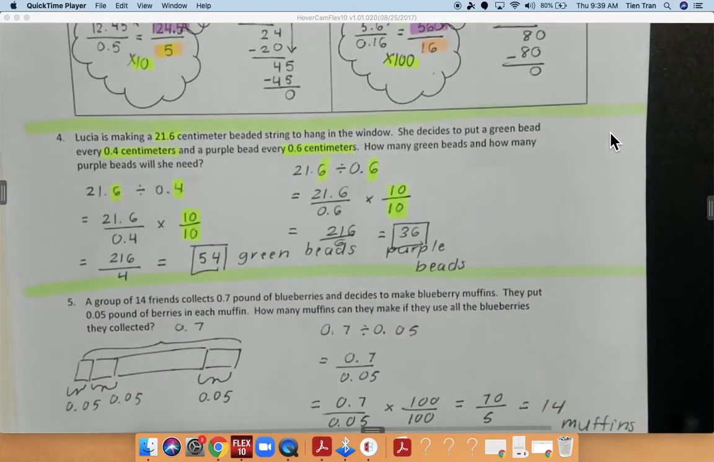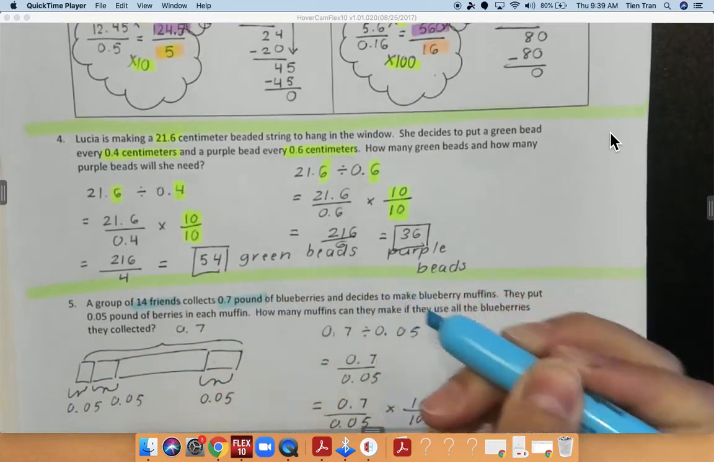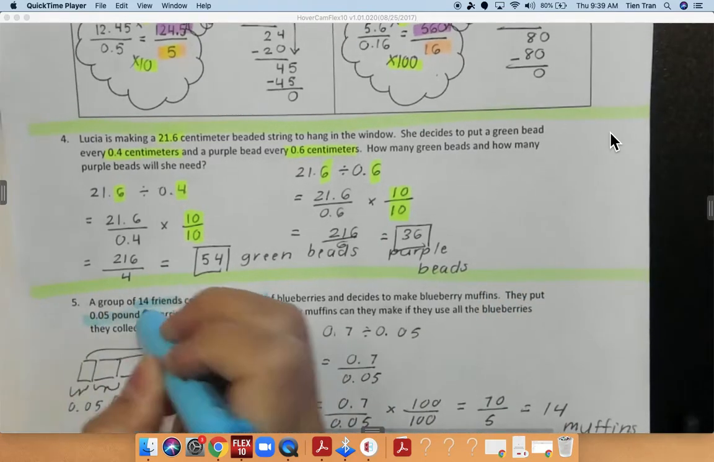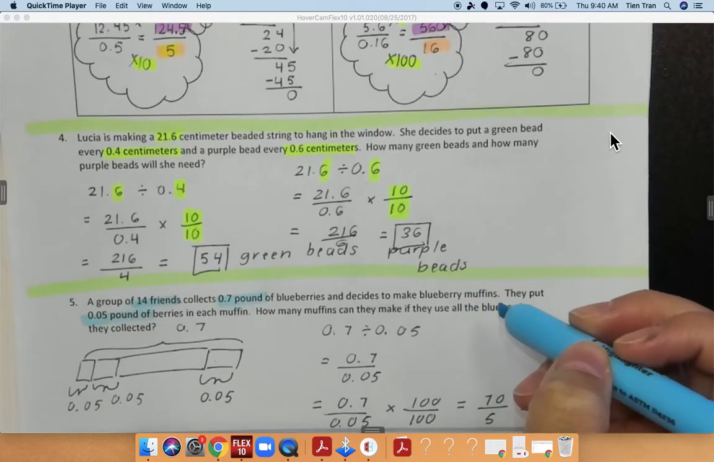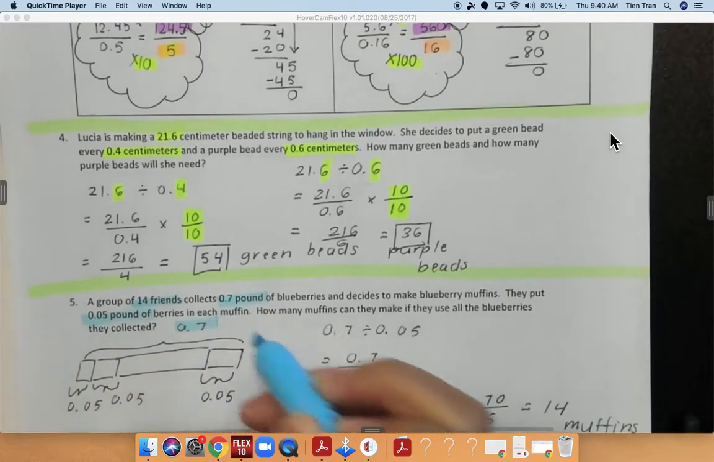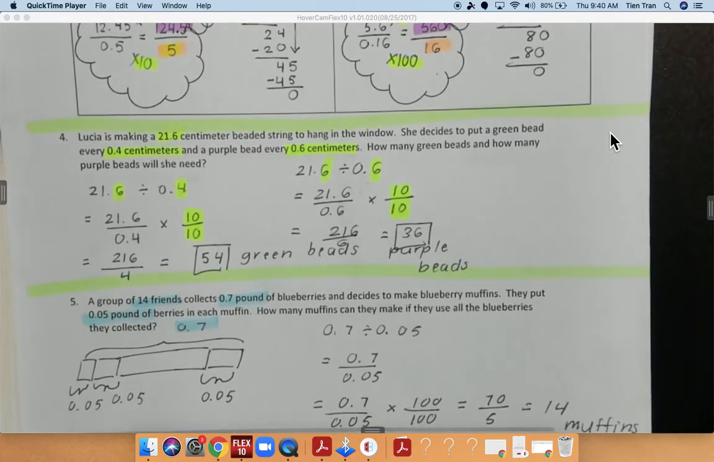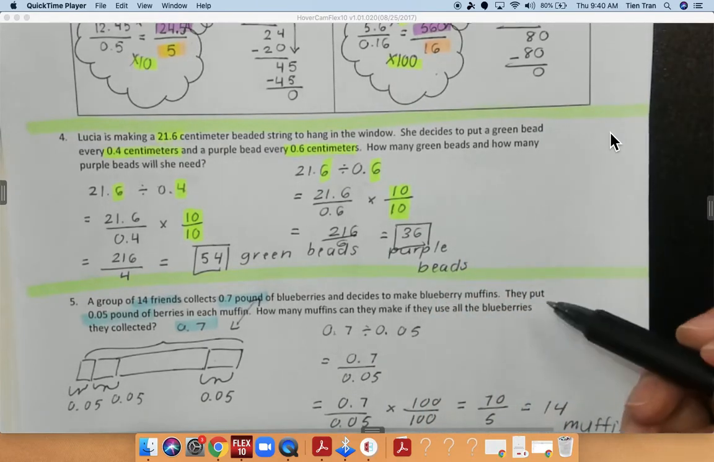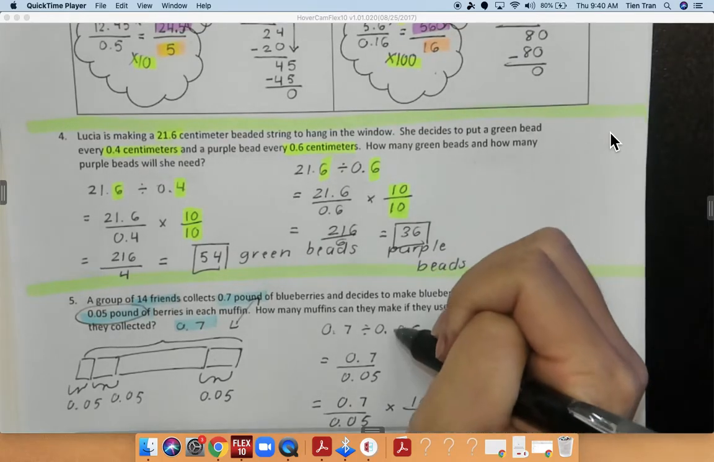For the final answer, we have a group of 14 friends who collect 0.7 pounds of blueberries and decide to make blueberry muffins. They put 0.05 pounds of berries in each muffin. How many muffins can they make if they use all the blueberries they collected? So we know that altogether was 0.7 pounds. So that's what we're dividing. And we know that they put 0.05 pounds of berries in each muffin. So that's where I'm getting 0.05.